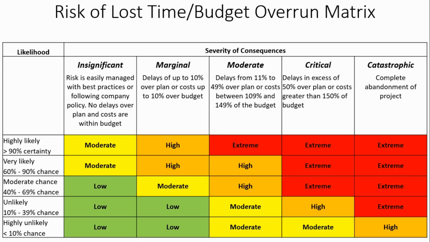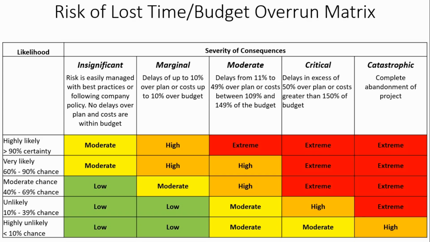The next one up would be marginal, and again it says delays up to 10% over your expected time, and the costs up to 10% over budget. And so then moderate would be delays from 11 to 49% over what you planned, and your costs between 109 and 149% over budget. Critical would be delays in excess of 50% over plan and costs greater than 150% of the budget. And then catastrophic would be complete loss of the project, complete abandonment of the well, or that would be catastrophic.